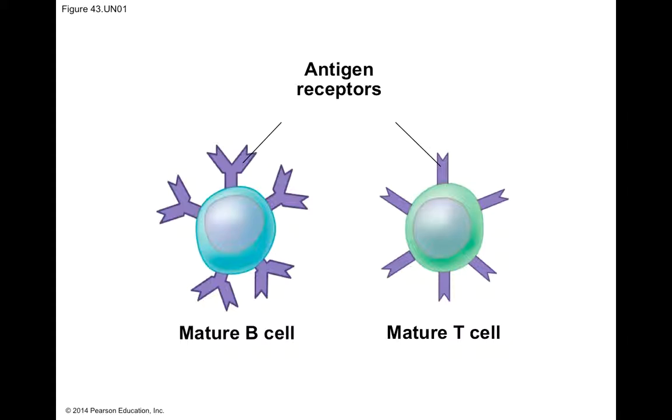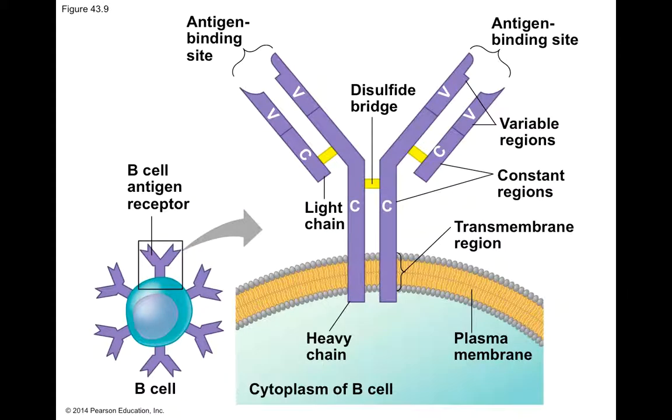So let's take a closer look at these receptors. Each B cell receptor consists of 4 polypeptide chains, 2 identical heavy chains, the longer ones on the inside, and 2 identical light chains, the shorter ones on the outside. These chains are held together by disulfide bridges, shown in yellow. Remember, these are when 2 sulfurs form a bond with each other, most likely from 2 amino acids with sulfur in their R groups being near each other.